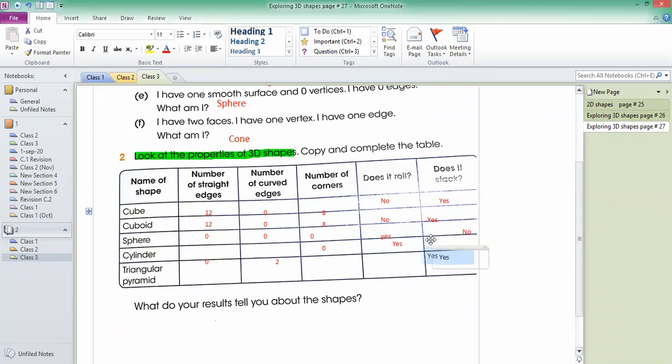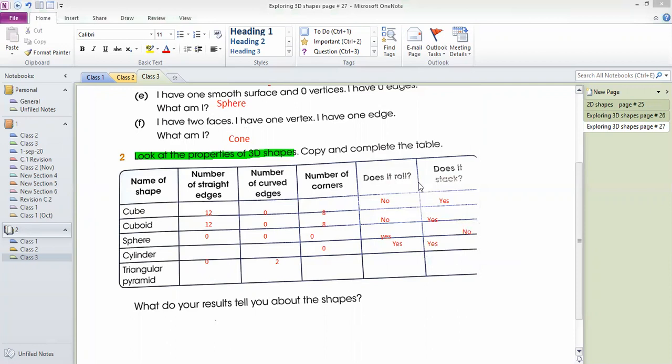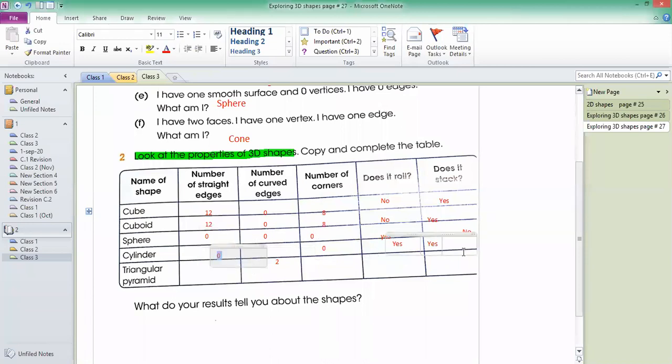Guys, complete the triangular pyramid also. Triangular pyramid. How many straight edges, guys? Six. In triangular pyramid, six straight edges. So you will write six. Zero curved edges. Zero curved edges. How many corners? There are four.